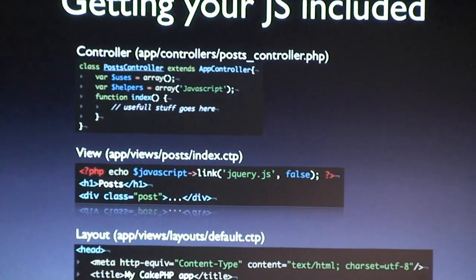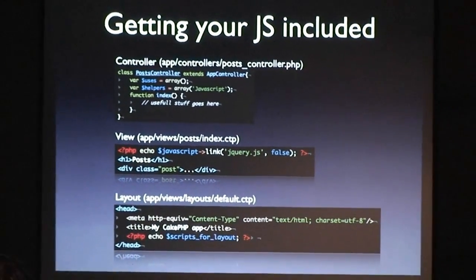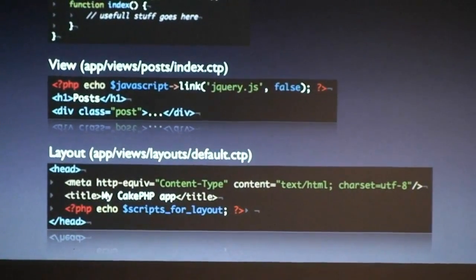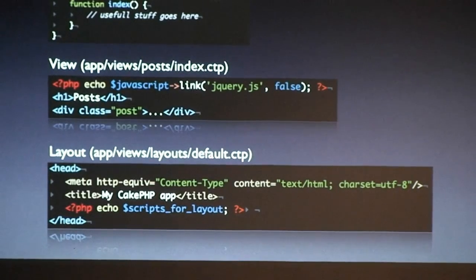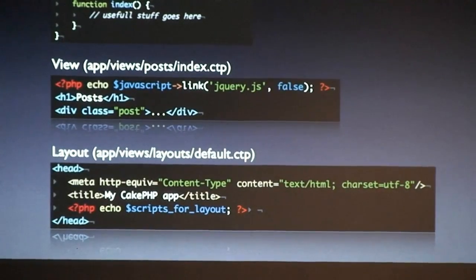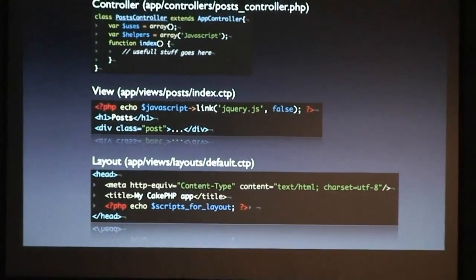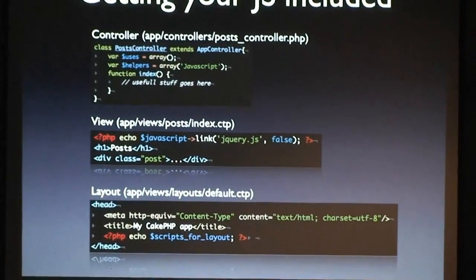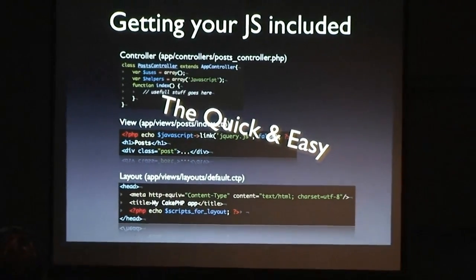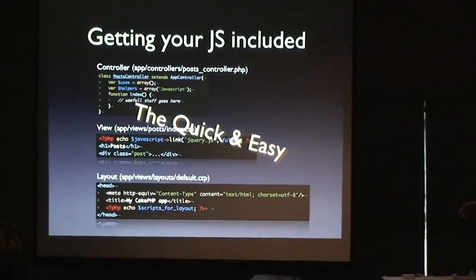In the layout, we can now say echo script for layout, and it will have all the scripts that were previously included in views. So this way we can have a view-based inclusion mechanism and include all our JavaScript files in the head element anyway, so they're loaded before our document loads, which is quite nice. So that's what I call the quick and easy way to do it. And for really small applications, this works quite well.